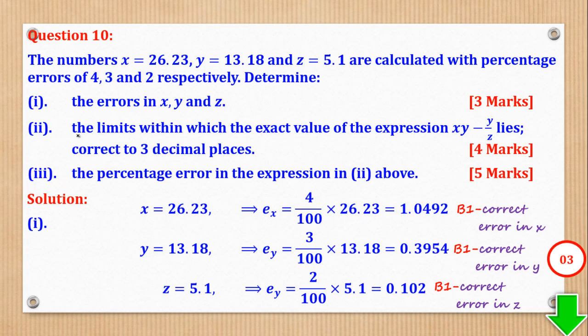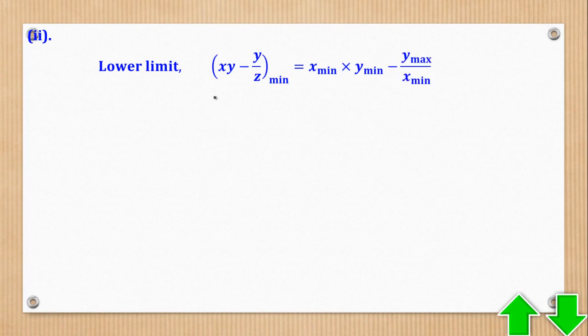Then Roman 2 says, determine the limits within which the exact value of the expression lies, correct to 3 decimal places. When they give accuracy in numerical methods, remember to boost accuracy. So lower limit means minimum value. So the minimum of this means this should be minimized, and here the numerator should be maximum, denominator should be minimum to get the whole maximum.